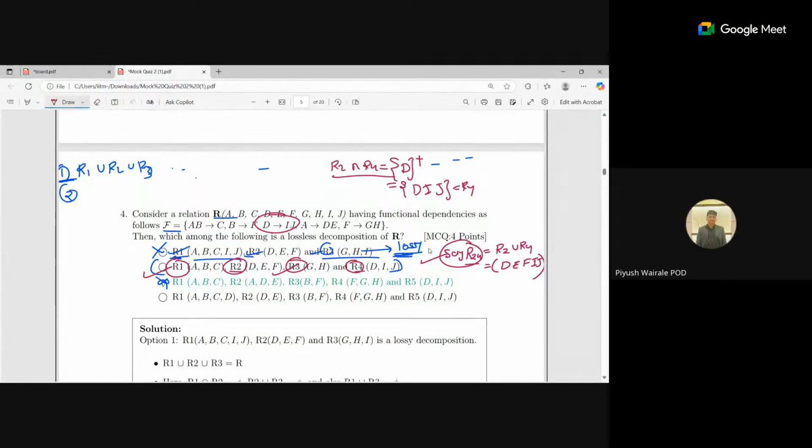So we cannot join, because there is no common attribute. If there is no common attribute, in that case it will perform a cross join. So we are going to get more rows. That is basically a lossy decomposition again, right? So option B is not correct.